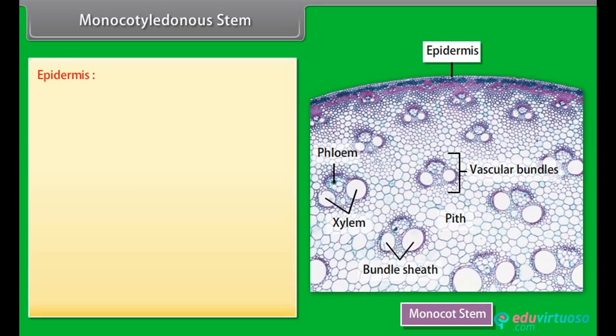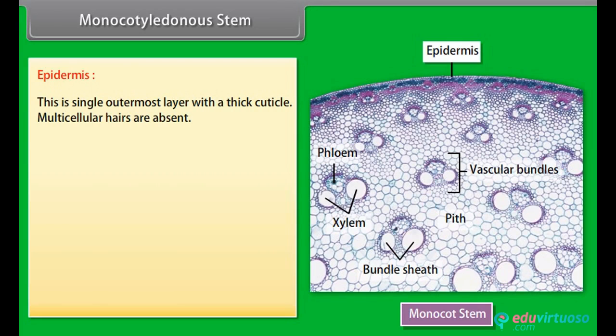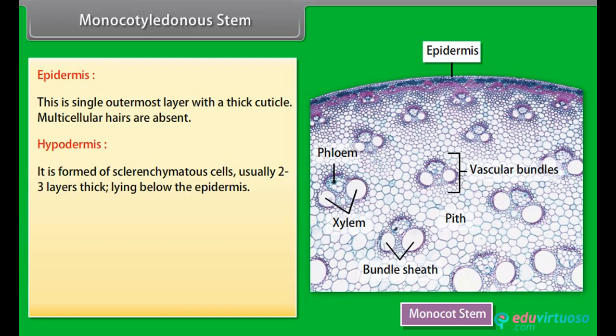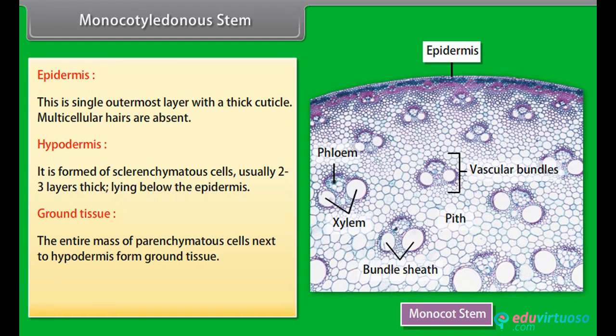Epidermis. This is a single outermost layer with a thick cuticle. Multicellular hairs are absent. Hypodermis. It is formed of sclerenchymatous cells, usually 2-3 layers thick, lying below the epidermis. Ground tissue. The entire mass of parenchymatous cells next to hypodermis forms ground tissue. The vascular bundles remain scattered in the ground tissue.